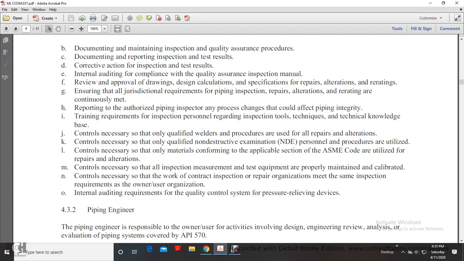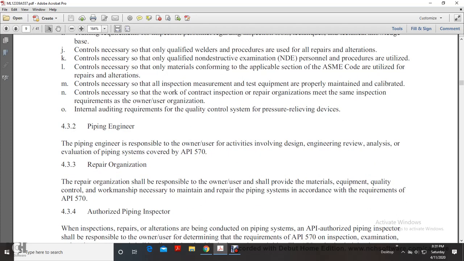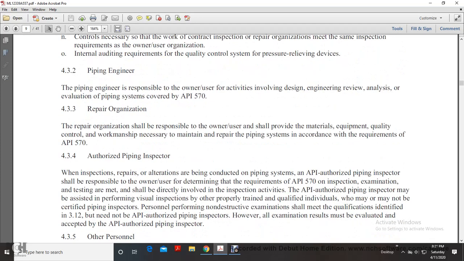Controls necessary so that the work of contract inspection and repair organizations meets the same inspection requirements as the owner and user organization. Internal auditing requirements of the quality control system and pressure relief devices. Piping engineer: the piping engineer is responsible to the owner and user for activities involved with the design, engineering review, analysis, and evaluation of piping systems covered in API 570.